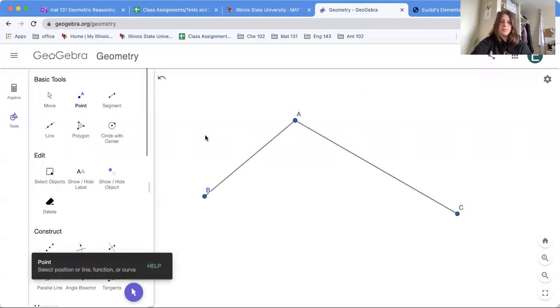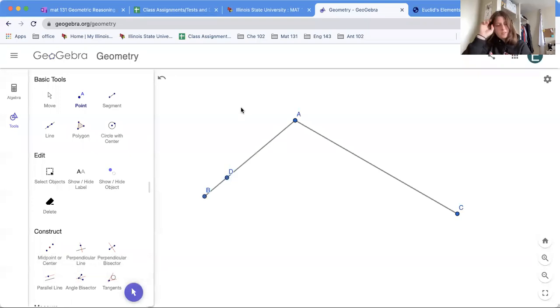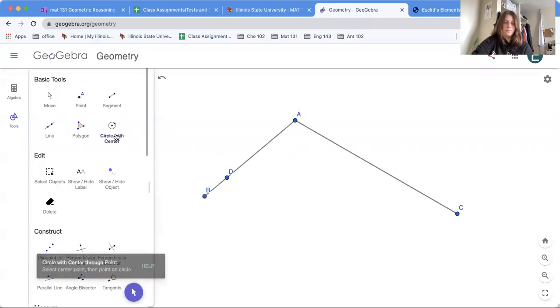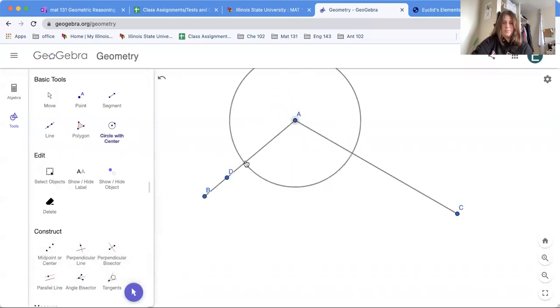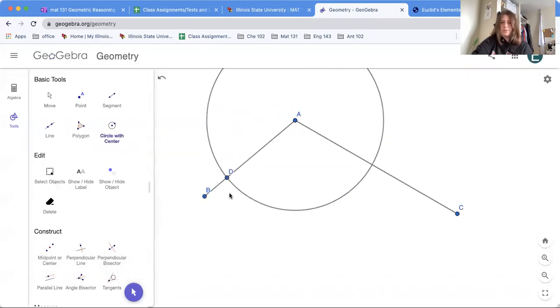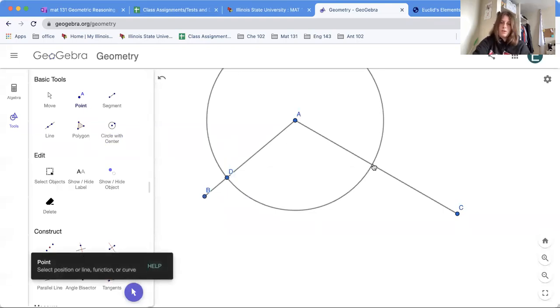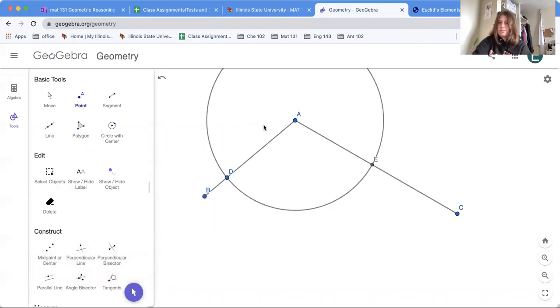So next step is add a point anywhere on AB that you'd like. I'm just going to do right there. And now we're going to use this circle with the center from AD. So this is the radius of circle A. And you can add a point where the intersection is on AC. And we know that the radius is the same because the radius of the circle stays the same throughout the entire circle. And this is because of proposition 3.